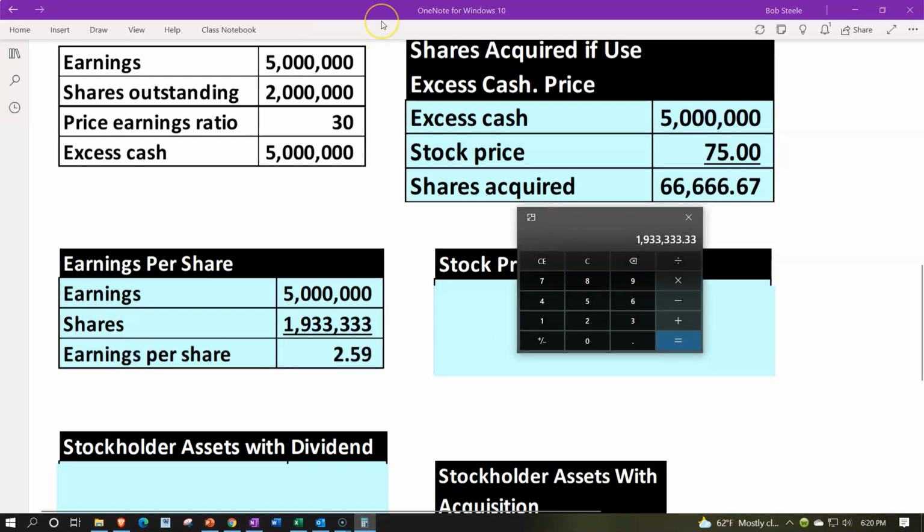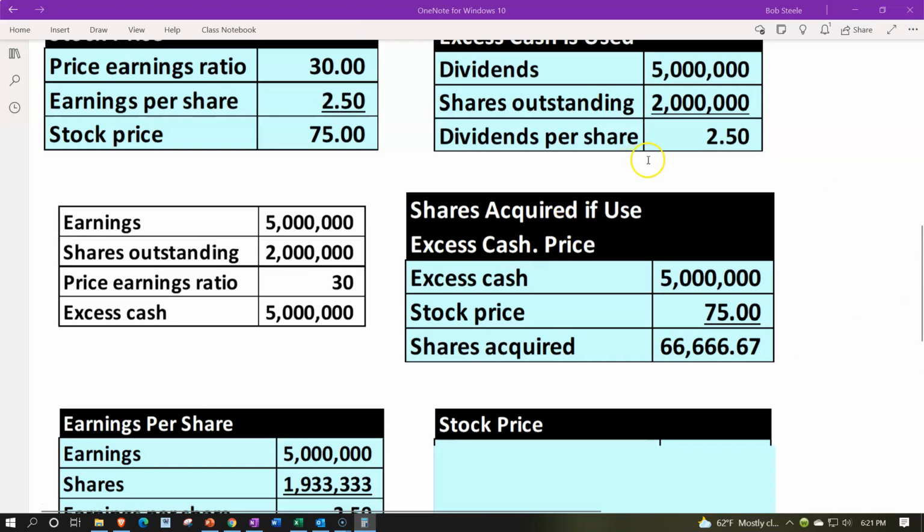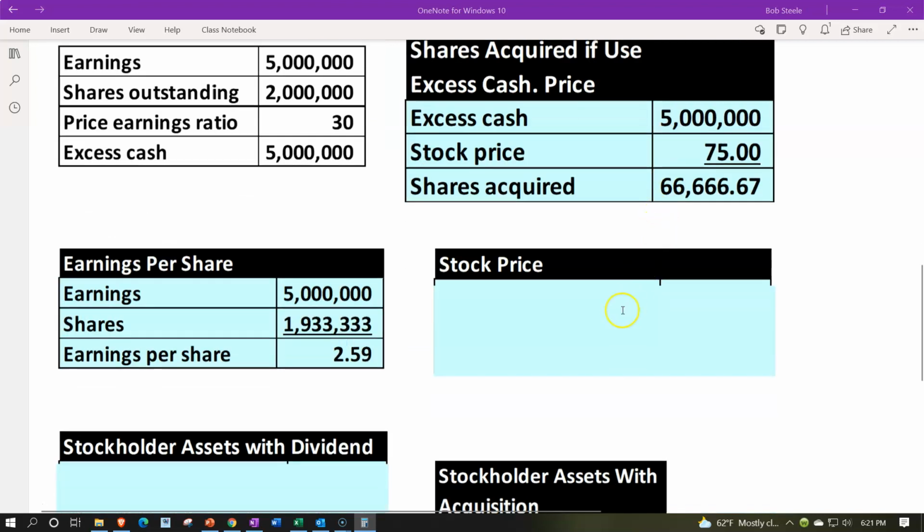So if we take then the 5 million divided by the number of shares we would have outstanding after having taken our excess money and repurchased the shares that we could with it, then we have about 2.59 of the earnings per share. It has now, of course, changed from the earnings per share in our previous calculation.